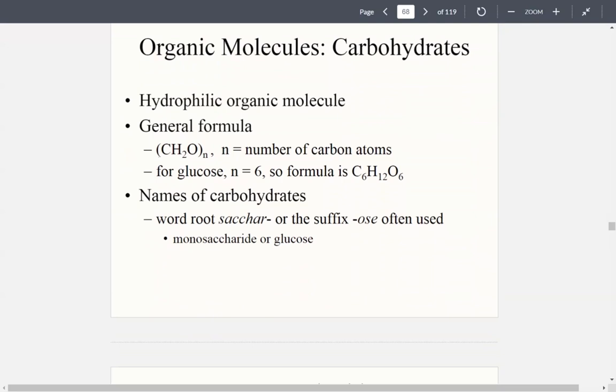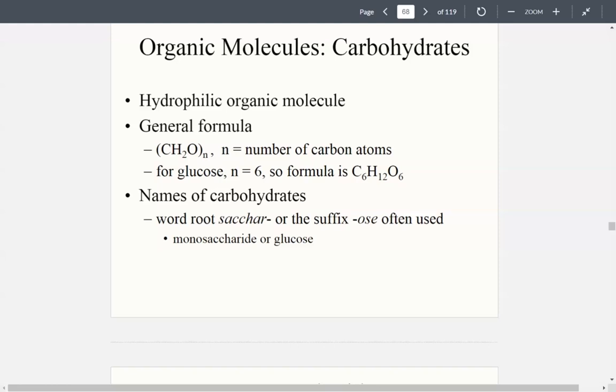Carbohydrates. Think sugar, because this is what they are. They're a hydrophilic organic molecule, meaning they love water, and they come in this format: CH2O to the N. So you times each of these elements by whatever N is. So if N is 6, it would be C6H12O6. This is actually the formula for glucose. You will need to know the formula for glucose, because anytime we talk about cellular respiration, aka the creation of energy, we are talking about the metabolism of glucose into energy.